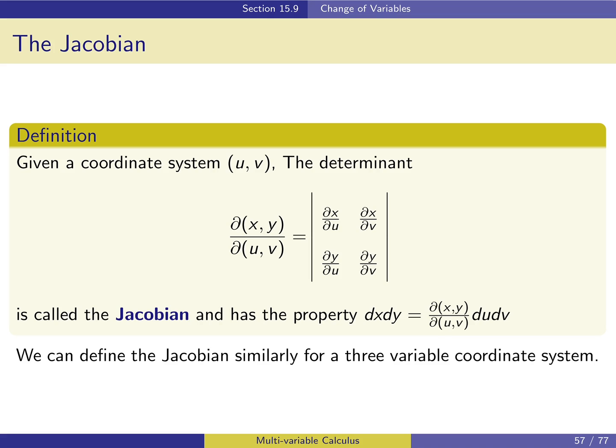So this determinant is called the Jacobian, and it has the property that whenever we see dx dy, or for that matter dA, that can be replaced by this determinant times du dv, that being the du and dv that we would have factored out. We can define the Jacobian similarly for a 3-variable coordinate system. We would need 3 variables, and we would need 3 vectors, and we would be taking a 3 by 3 determinant.